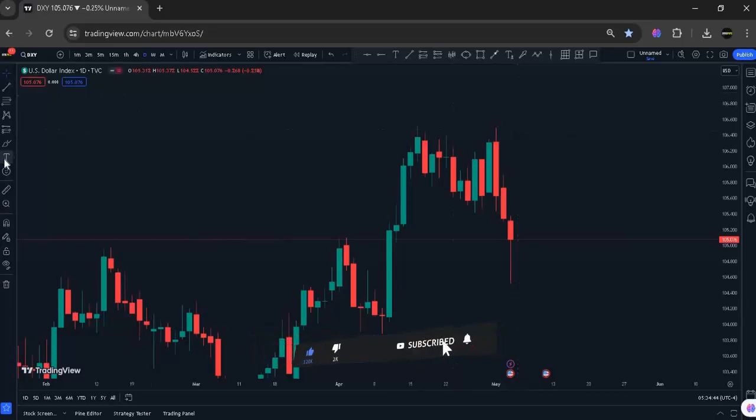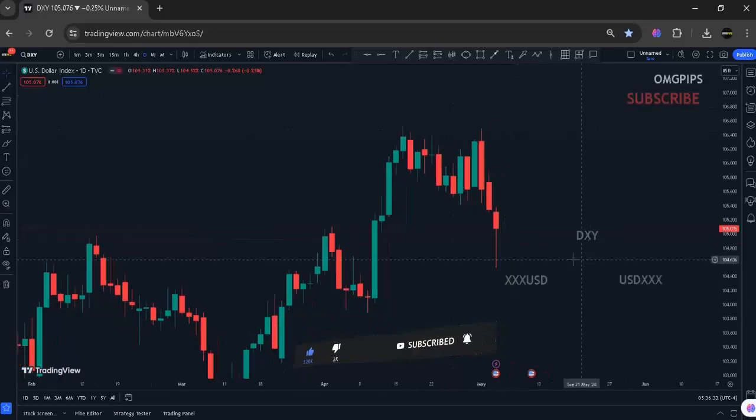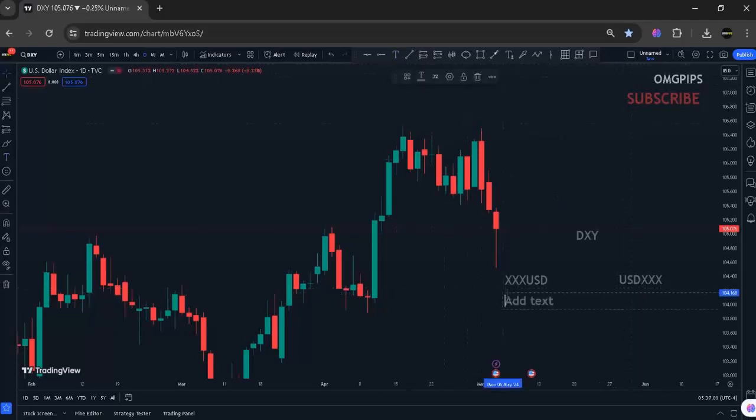So what I mean by market correlation is that I use the DXY US dollar index with pairs that have USD in them. We have pairs that have USD at the end, and pairs that have USD at the beginning. An example of a pair with USD at the end is EURUSD, and an example of a pair with USD at the beginning is USDJPY.